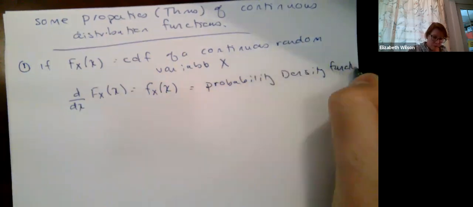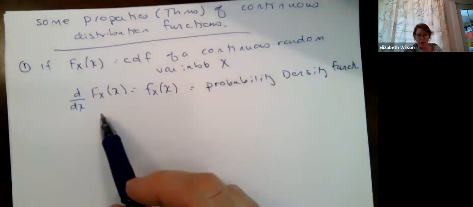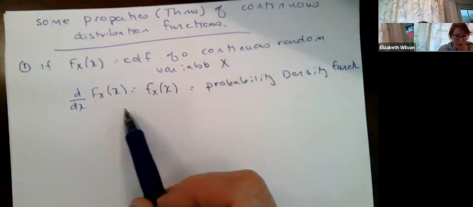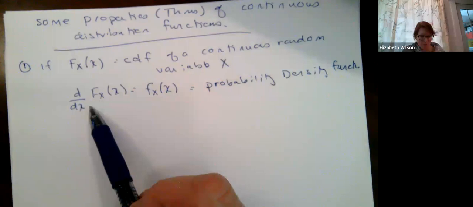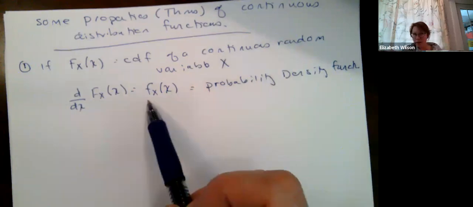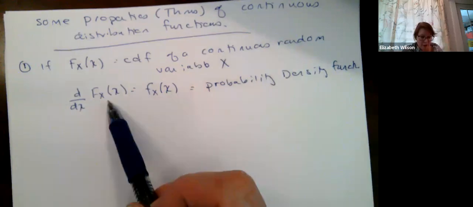Right? And we got our cumulative distribution by integrating our PDF. So it stands to reason that if I differentiate my cumulative, I'm going to get my PDF. Okay, so this is little f of x, big F of x. They go back and forth between each other.